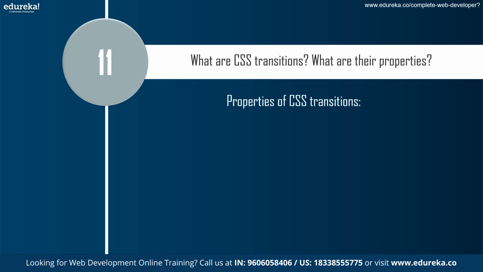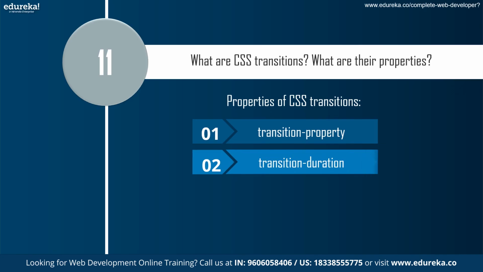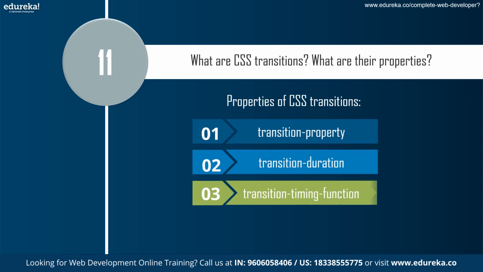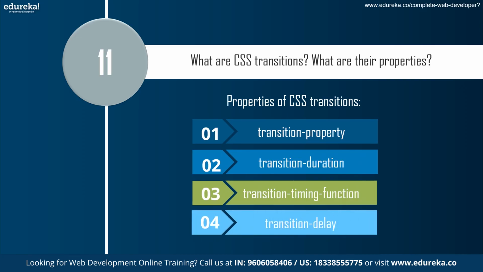Properties of CSS transition. Transition-property specifies the CSS property to which the transition will be applied, for example, color or opacity. Transition-duration defines the duration of the transition effect in seconds or milliseconds. Transition-timing-function determines the pace of the transition, controlling the acceleration or deceleration. Transition-delay is an optional property that sets a delay before the transition starts.